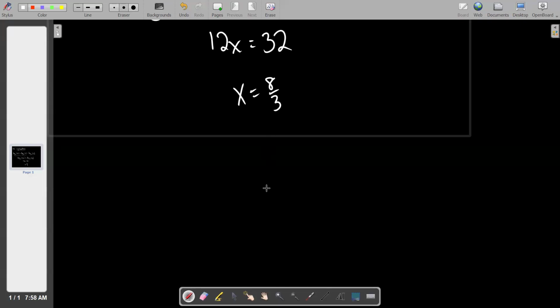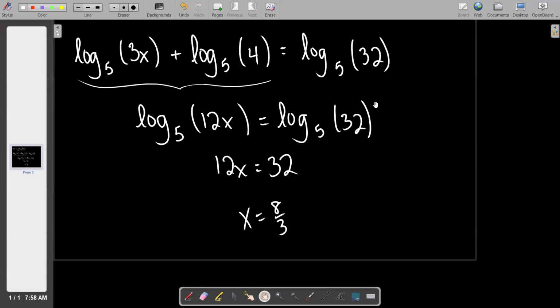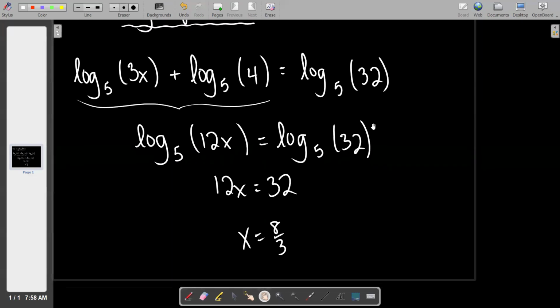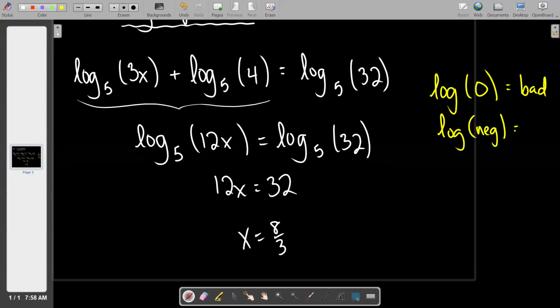Now, as we saw yesterday, it is our job to check every answer. So we have to take 8/3 and go back to the original problem and verify that it's not going to make any bad arguments. Remember, for the arguments of logs, log of 0 is bad, and log of a negative is bad. If either of those things happens, then you get rid of that solution. But 8/3 is obviously going to be just fine because it makes a positive number. So we can box it up and that's that.